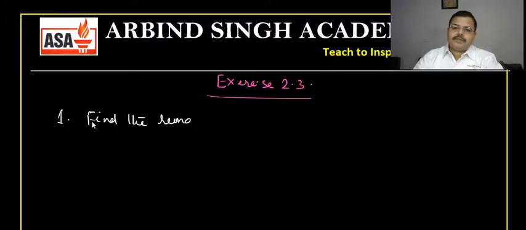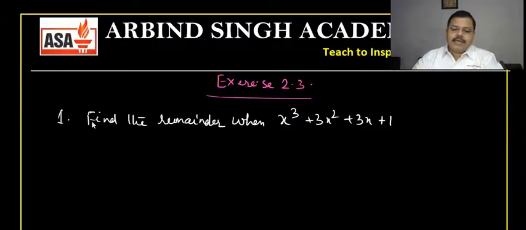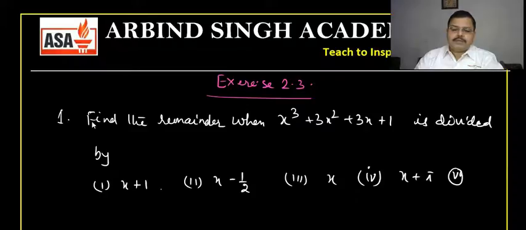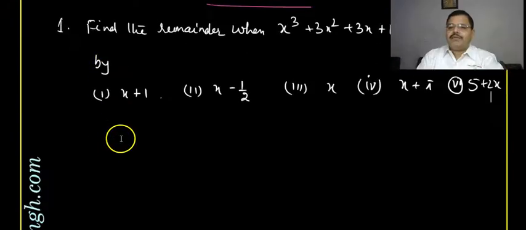The first question: find the remainder when x cube plus 3x square plus 3x plus 1 is divided by: the first is x plus 1, second is x minus 1 by 2, third one is x, fourth one is x plus pi, and fifth one is pi plus 2x. These are 5 questions and we have to deal with them one by one.